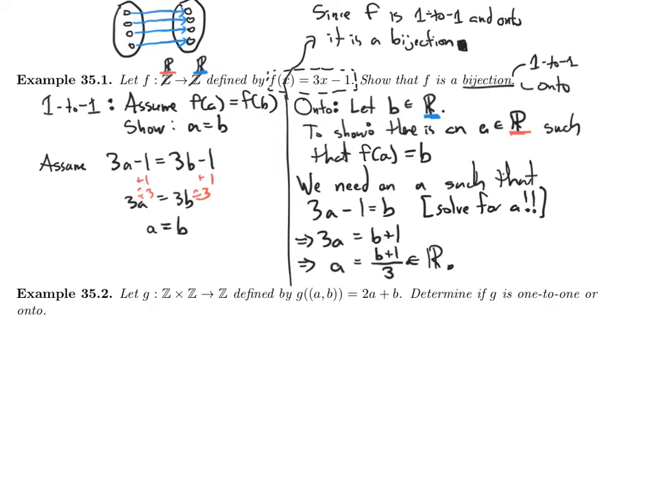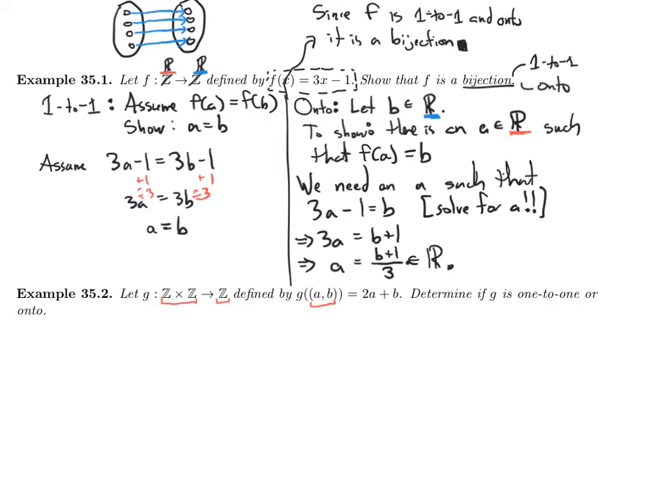Let's look at another example here. We have a function g. The domain of g is a little different now. It's ordered pairs of integers, and the codomain is just the integers. The way we define this function is you input some ordered pair a, b, and it outputs 2a plus b. Now, we're asked to determine if g is 1-to-1 or onto.